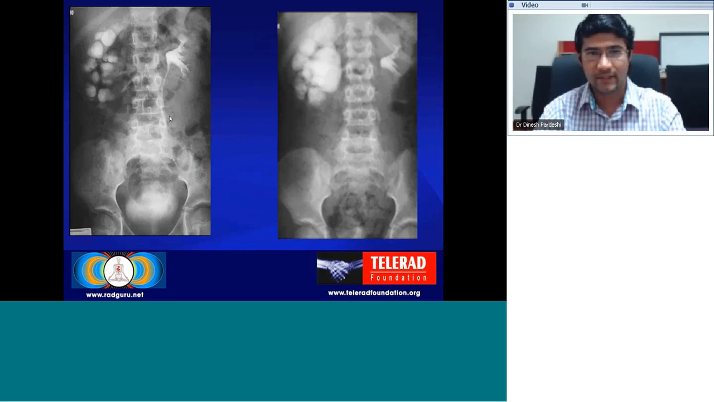Okay, this is an early urographic image where we see there is opacification and dilatation of the pelvicalyceal system, though there is not yet opacification of the ureter. On delayed films, here we see again the dilation has increased. There is ballooning of the pelvis, and we don't see opacification of the ureter. So, what could be the cause in this case?